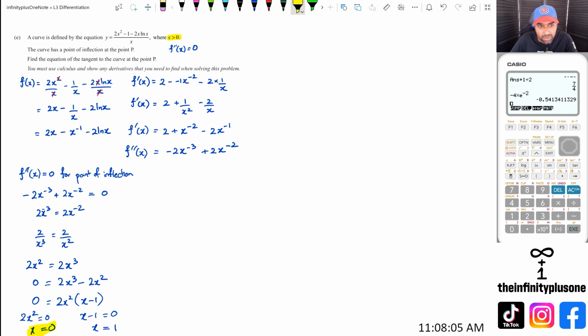So now we need to figure out the y value. So we're going to go f of 1 is equal to, I'm going to go back to the original equation, which is 2x minus 1 over x minus 2 ln of x. So f of 1 is going to be 2 minus 1 over 1 minus 2 ln of 1. And I'm going to get f of 1 is equal to 1. So the point is 1, 1.